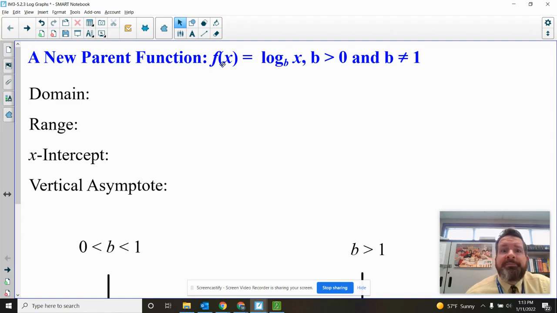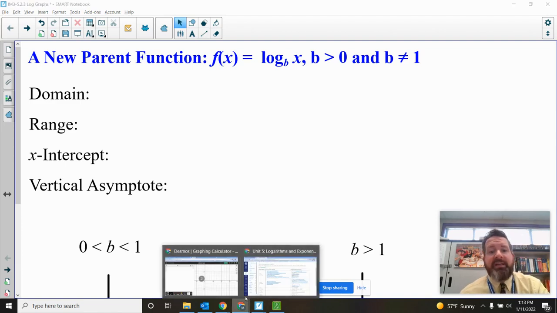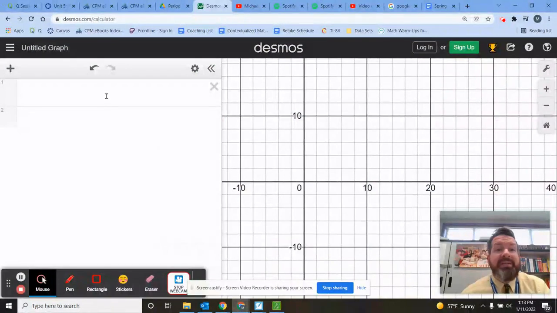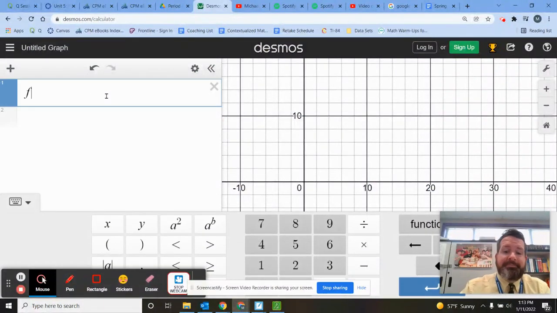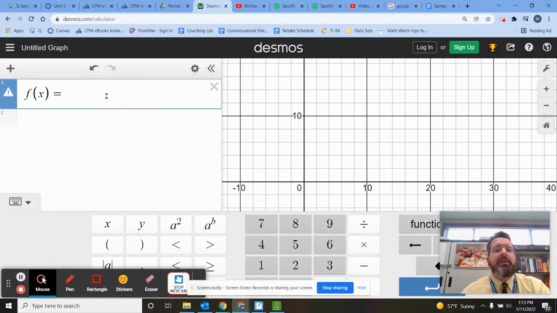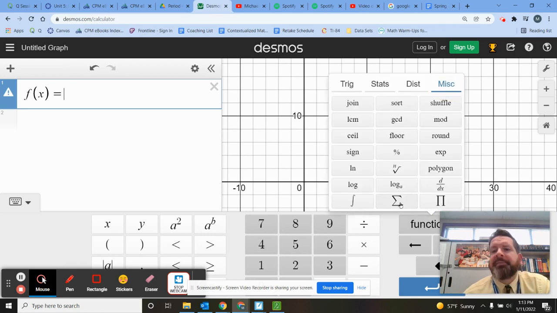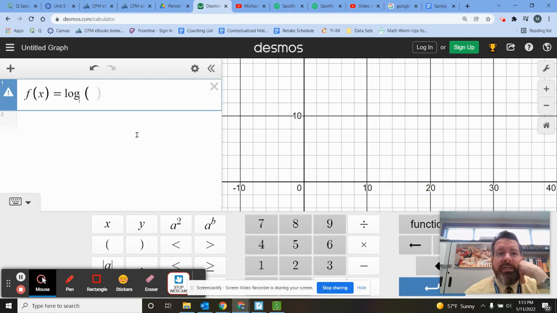So new parent function, f of x equals log base b of x. Let's hop over to Desmos, see what it looks like. Now to get your log with a base, go over here to where it says functions. Pull up your calculator, choose functions, go to miscellaneous. And the one you want is this one right here.